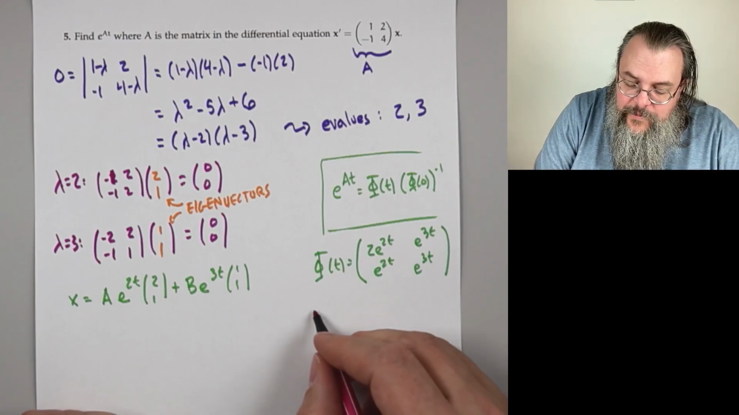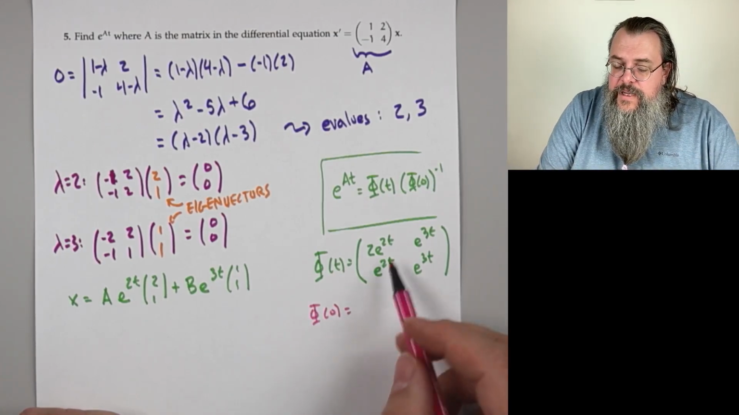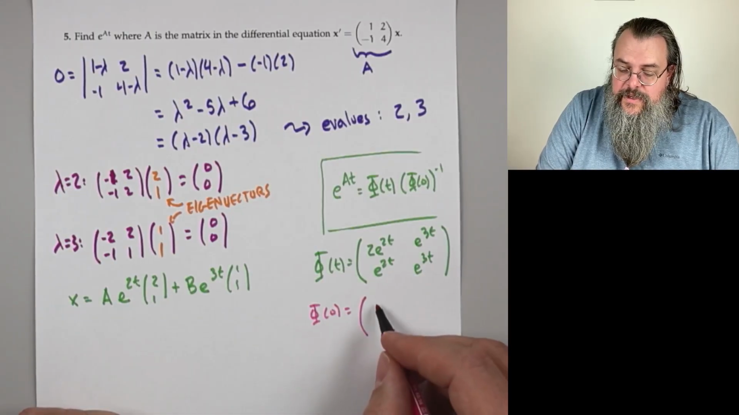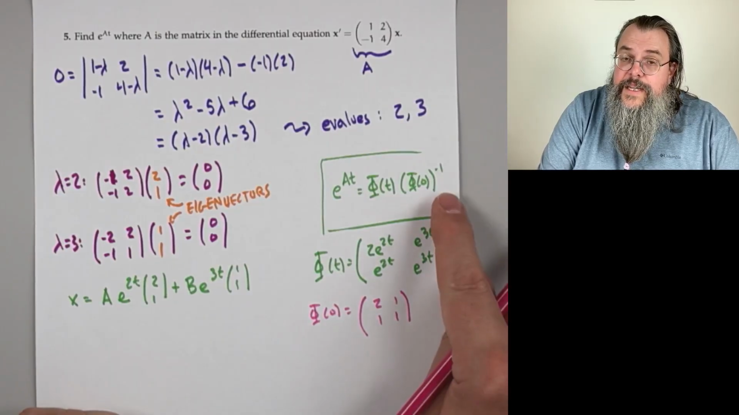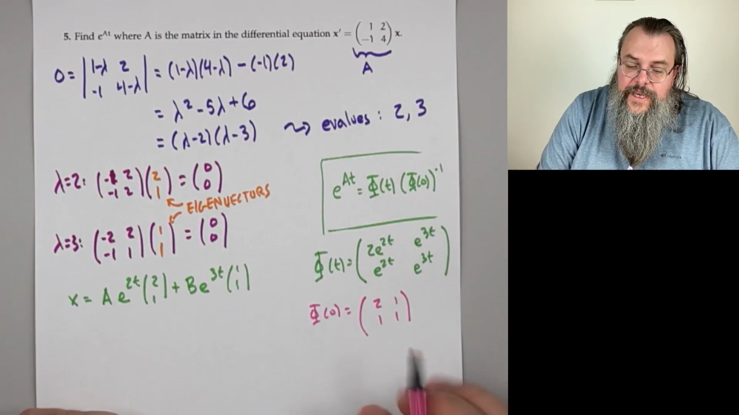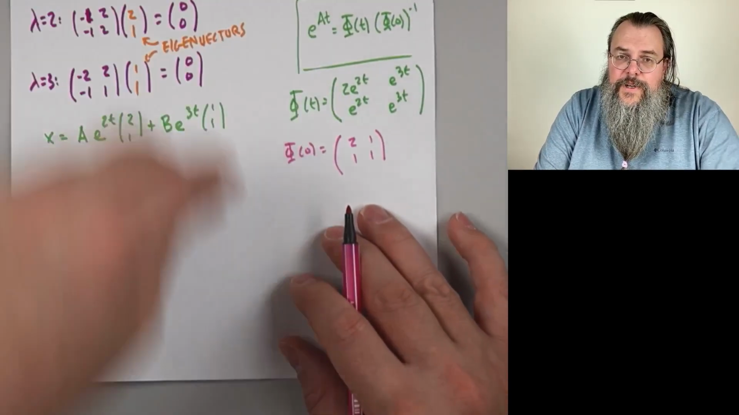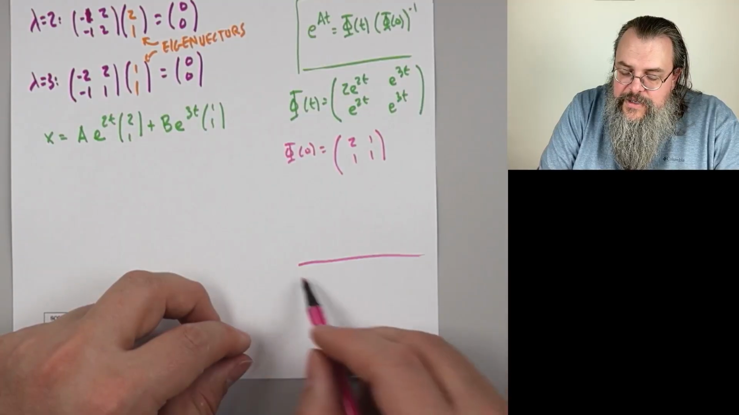Okay, so the next thing to do, we're going to find phi of 0. So plug in t equals 0. The nice thing is e to the 0 is 1. So we're going to get 2, 1, 1, 1. And now we need to find the inverse. Let's remind ourselves how to find inverses. We'll do it down here in the corner.